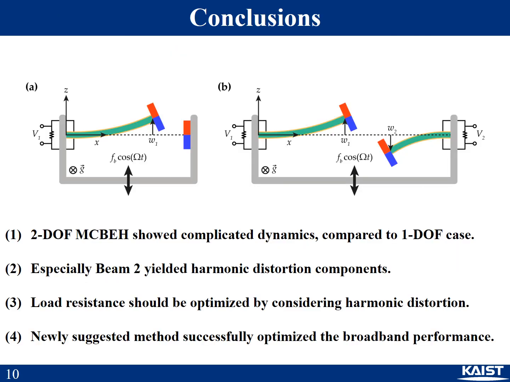Finally, the conclusions are the following for designing 2DOF MCBHs. First, the 2DOF MCBH showed complicated dynamics compared to the 1DOF case. Second, especially beam 2 yielded harmonic distortion components. Third, load resistance should be optimized by considering harmonic distortion. And the last is that the newly suggested method successfully optimized the broadband performance.